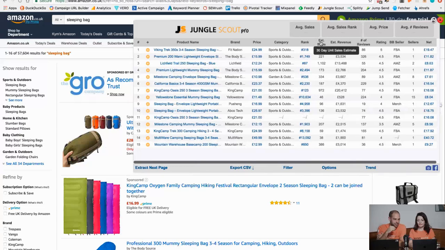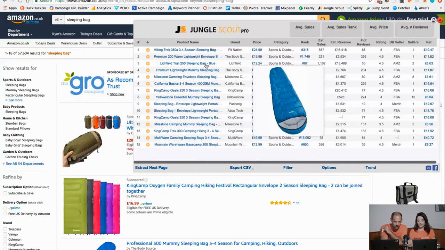Because the top one is only at like 650 sales, but this third one down is selling like 1,100. So what's different about this particular one? That would be the mummy style, correct? Yeah. Again, I assume that's the type of thing that you're looking at when you made that particular kind of grid. It is, yes.